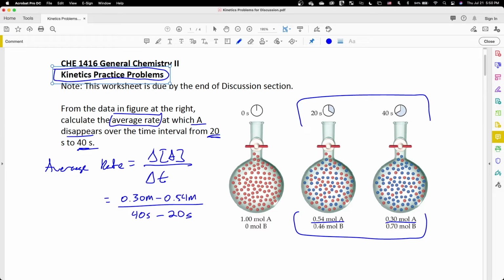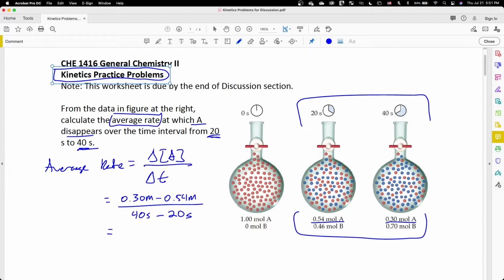And again, it's final minus initial, so 40 seconds minus 20 seconds. If you do that math, subtract 0.54 minus 0.30, and then divide that by 20 seconds here at the bottom, because 40 minus 20 is 20 seconds, right? And that will actually give you a negative number because the top is a negative number.